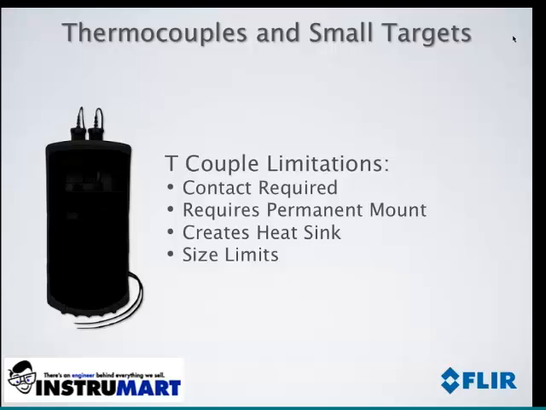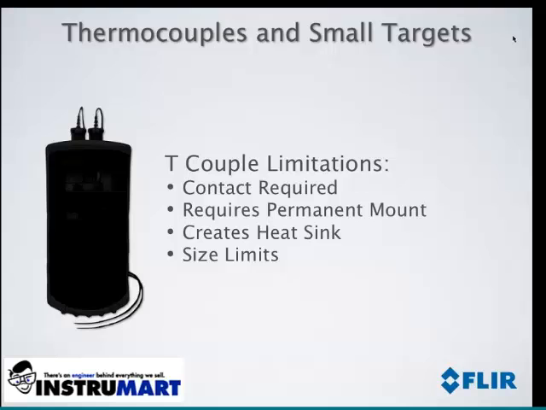To summarize what the limitations are for thermocouples, first of all, contact is required with the target of interest when utilizing a thermocouple. And we learned in our previous webinar, focused on thermocouples, that in order to measure surface temperatures, permanent adhesion to that target is required. Otherwise, we don't get good contact, which means we don't make a good measurement. So permanent contact is required in order to make accurate surface temperature measurements.